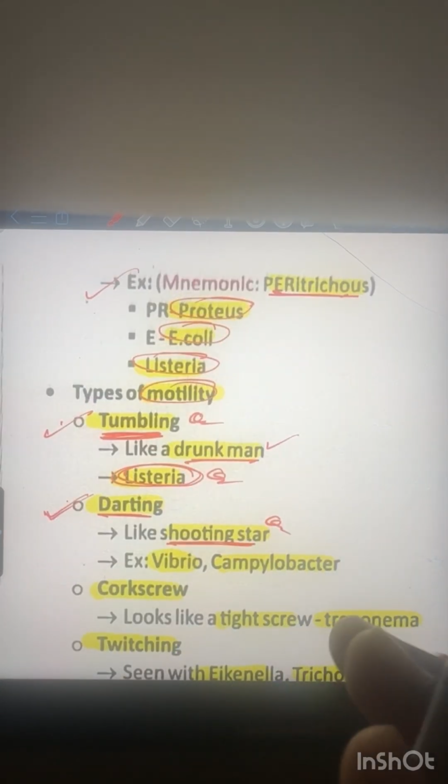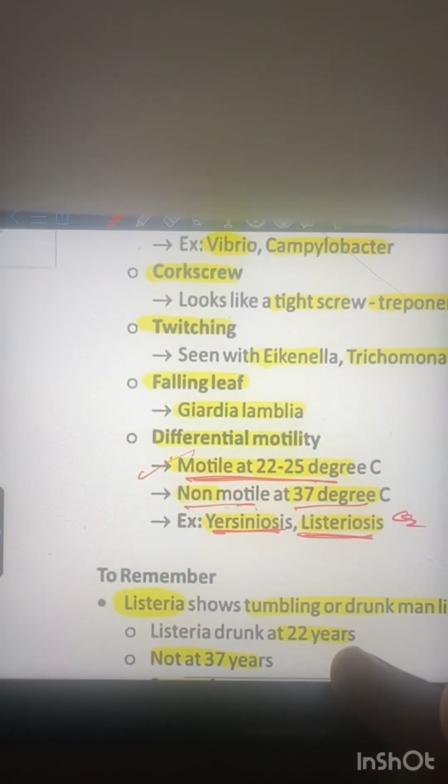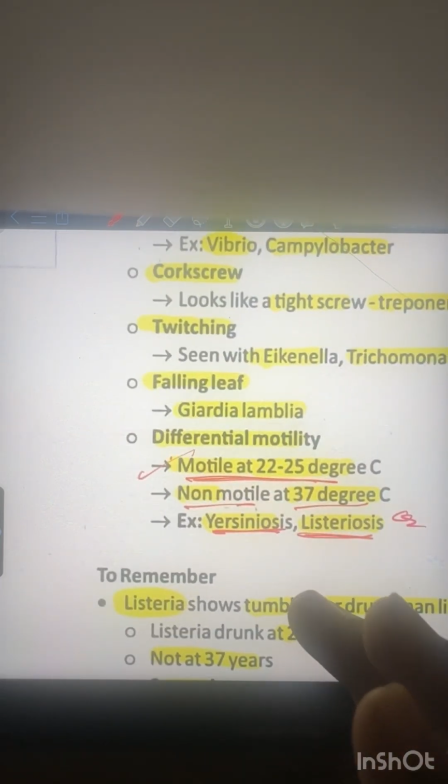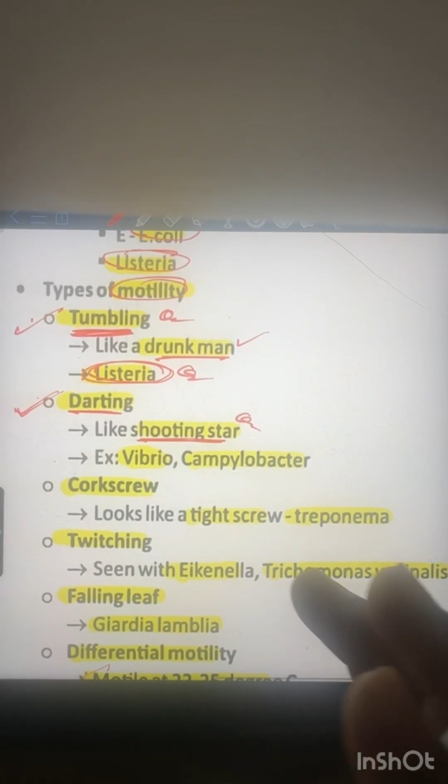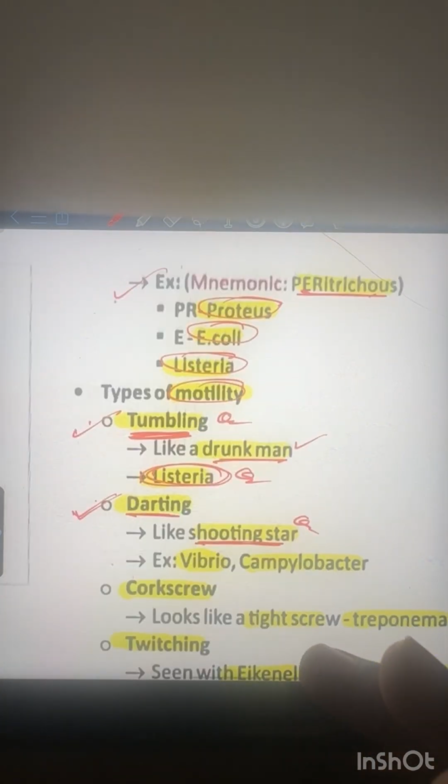So it's easier for you to party all night and drink at the age of 22 to 24, where you will be tumbling and drunk and all of that. But at an older age of 37, you will not be able to tumble and get drunk. That is how I have learned it. So Listeria is tumbling at a young age of 22, but not tumbling at 37. This was the exam question that came in the recent exams.